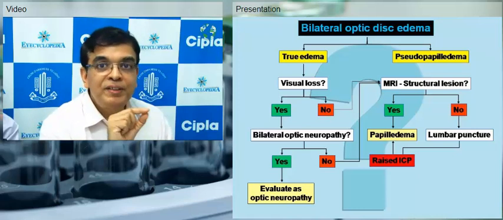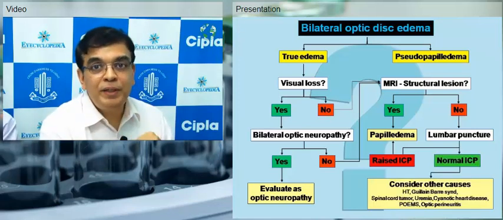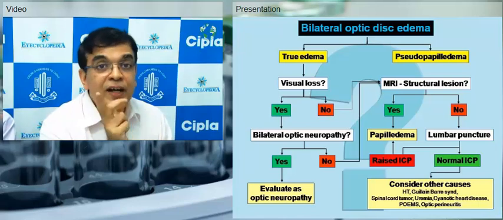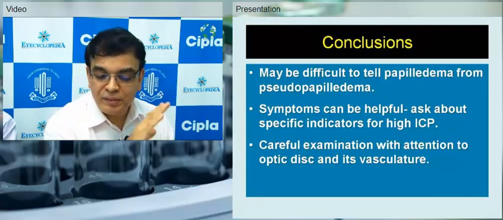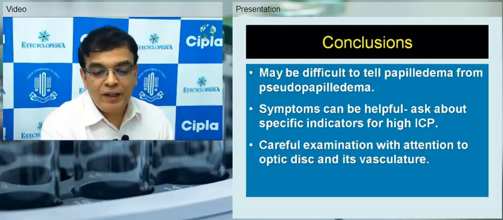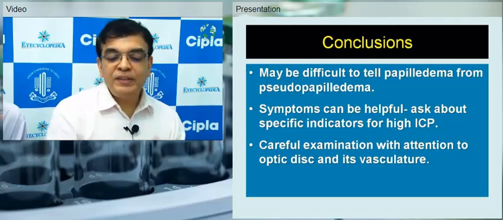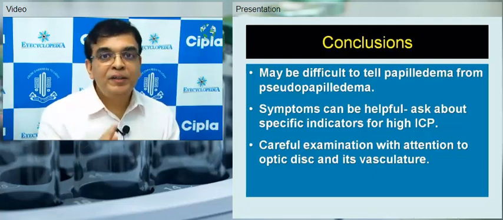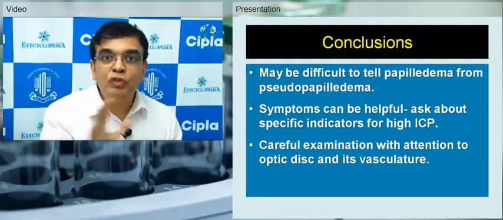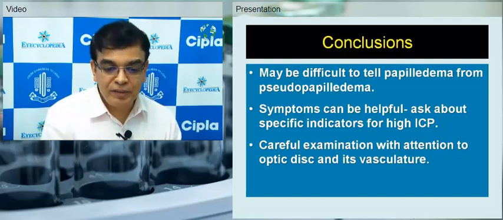But occasionally, if the LP comes out and the CSF pressure is normal, then you are left with other conditions such as hypertensive causes or the Guillain-Barré syndrome, etc. So, to conclude, sometimes it's very difficult to tell pseudo-papilledema and papilledema apart. So please don't feel disheartened, but do follow the steps and try and arrive at some kind of conclusion.